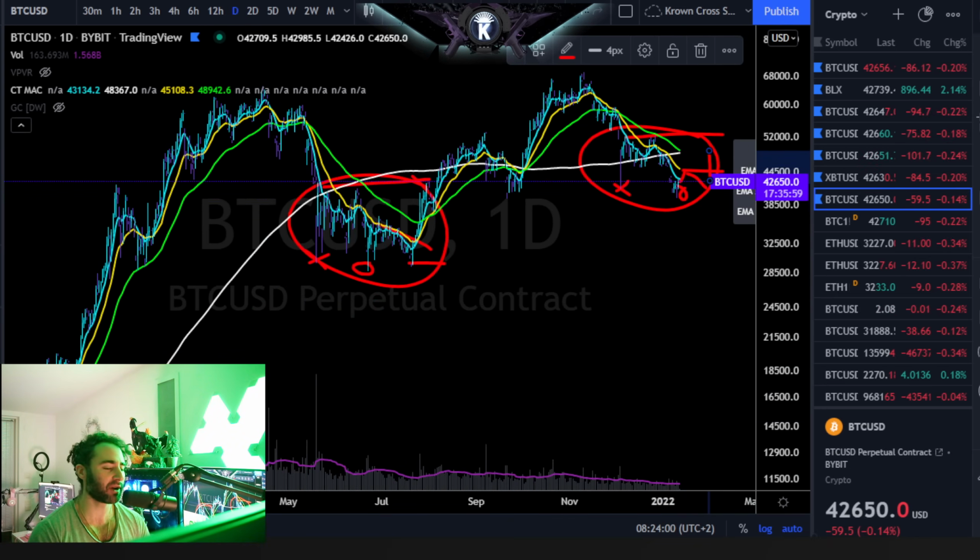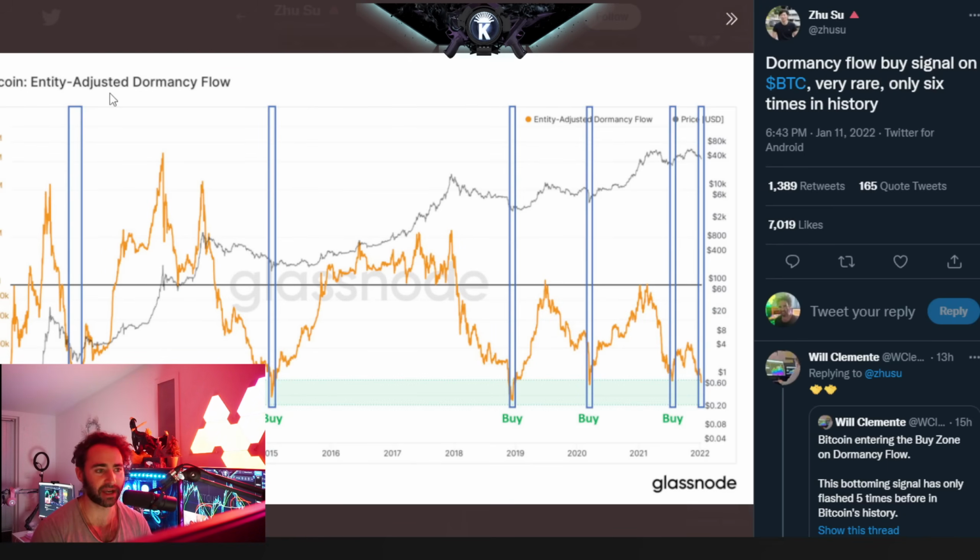I also want to plot this in here as well. This is what I was alluding to earlier, and I want to talk about this adjusted dormancy flow. This is going to be the new meme within this market, obviously, but memes are powerful, right?